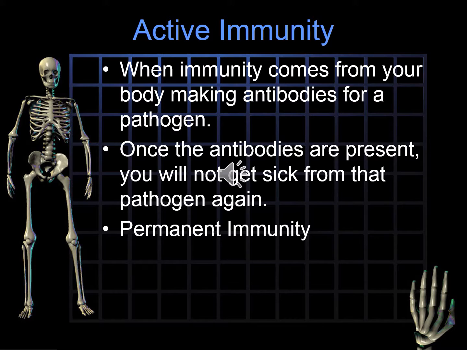Okay, so active immunity is when your body makes its own antibodies to basically collect pathogens and prevent them from doing any damage. Once the antibodies are present, you will not get sick from that pathogen again, which is also called permanent immunity, because as long as you're alive, your body's going to remember how to make them. Sometimes we've noticed that some of the cells forget how to do this, so you'll get a booster shot to remind your body, oh, this is what the bad guy looks like. Please remember it. So that's why some of you get booster shots.